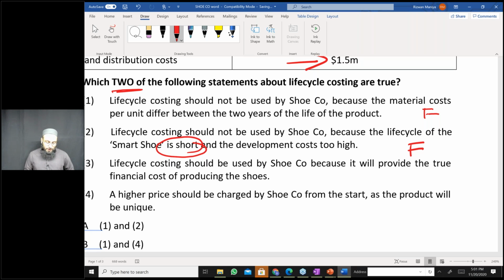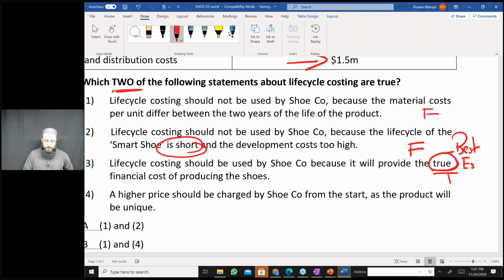Third, life cycle costing should be used by the shoe company because it will provide the true financial cost of producing the shoe. That is right. That is true. Sometimes students do ask why two. So I tell them it's the best estimate that you find out through life cycle costing.